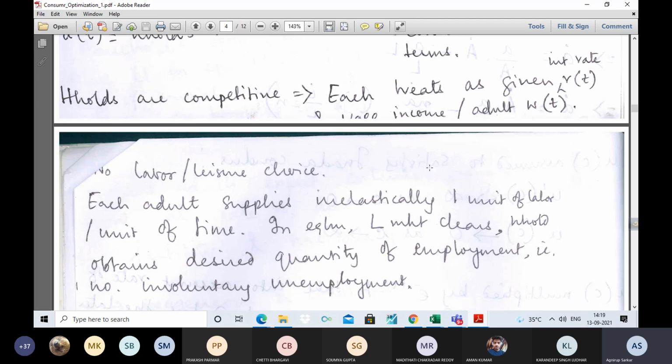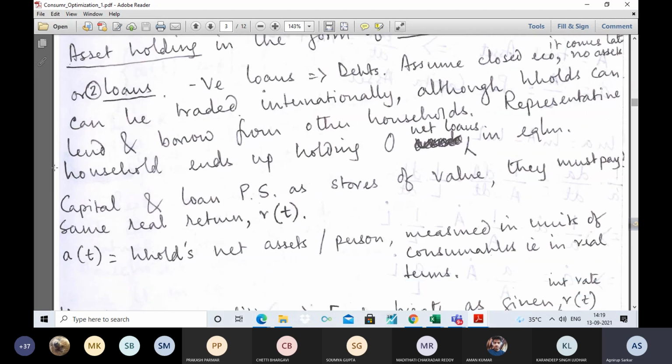Because the two forms of assets, capital and loans, are assumed to be perfect substitutes as store of value, they must pay the same real rate of return, R_t. So we denote the household's net assets per person as a_t, where a_t is measured in real terms. Whenever we say real terms, that means units of consumables. Okay, so a_t denotes the household's net assets per person.